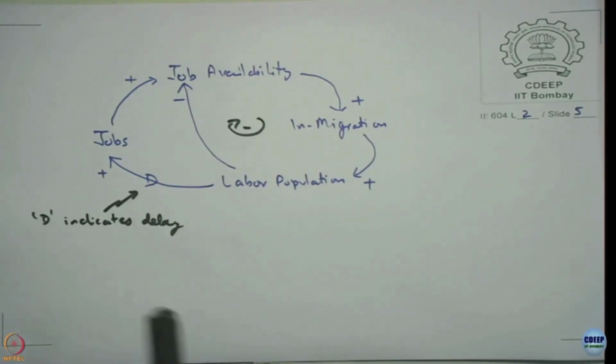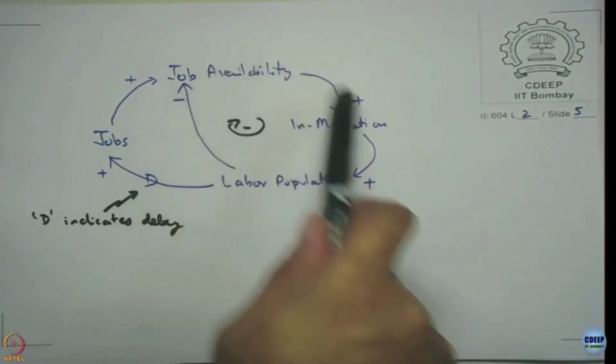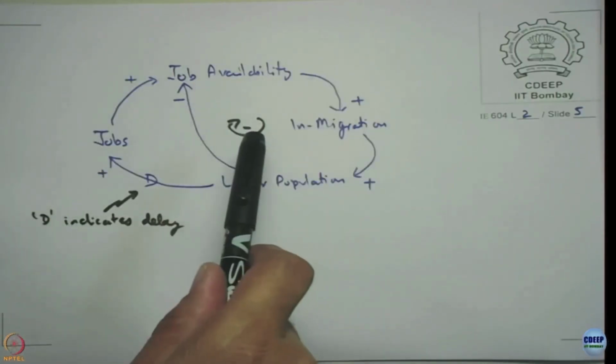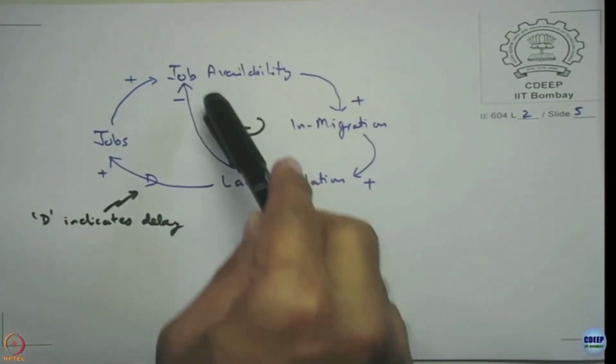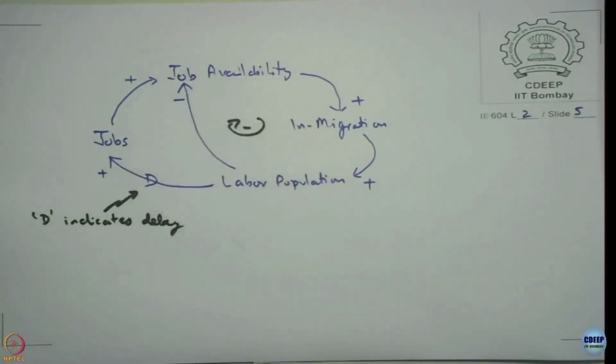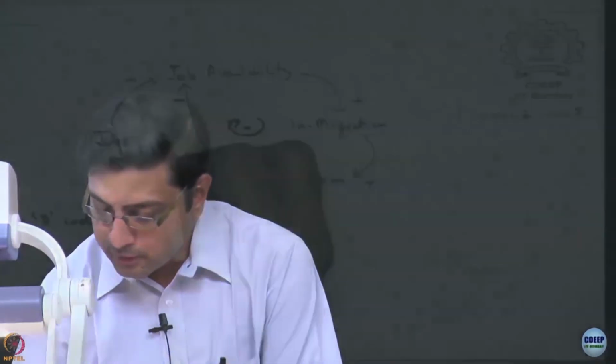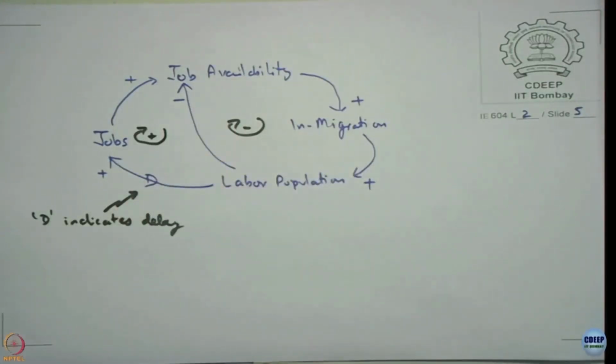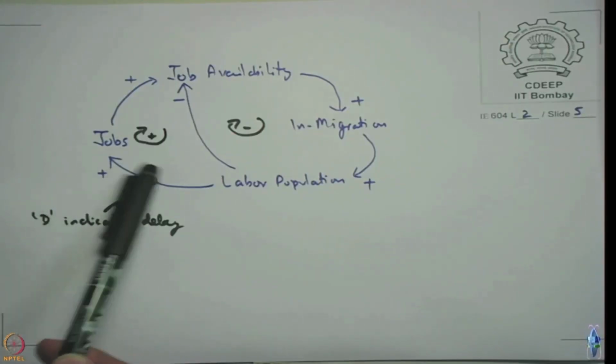So, in this model, as you can see, there are 2 loops. They start with job availability, in-migration, labor population, jobs and job availability. There is an outer loop and there is an inner loop. So, inner loop is negative feedback. Let us look at the outer loop. As job availability is more, in-migration increases. As that increases, labor population increases. As labor population increases, jobs increase. That increases again job availability. So, there is a positive feedback also that is happening in the same direction, strengthening the phenomenon. So, we have one reinforcing loop or a positive feedback loop.